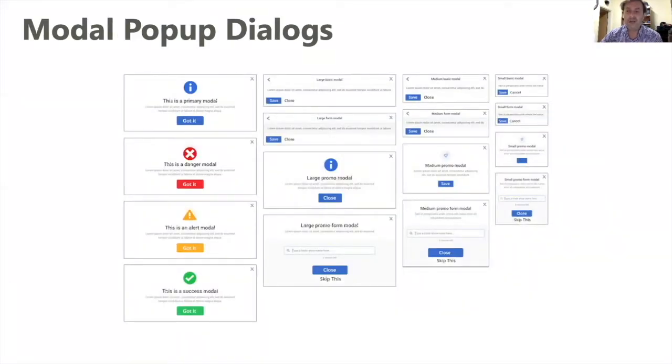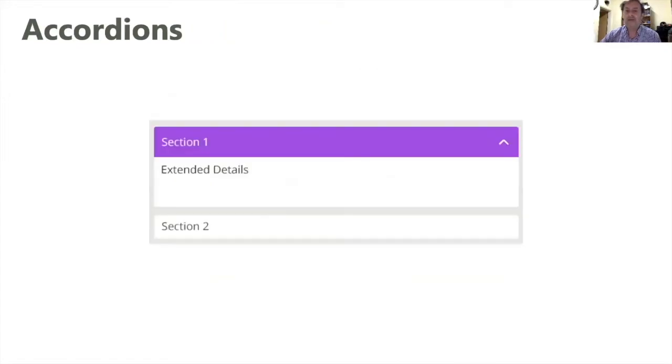A pop-up dialog is a graphical control element, and it is subordinate to the application's main view. A pop-up dialog requires the user to interact with it before they can return to the application's main interface. An accordion is a vertically stacked list that utilizes show and hide functionality.